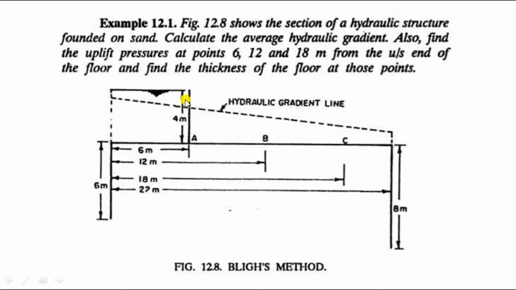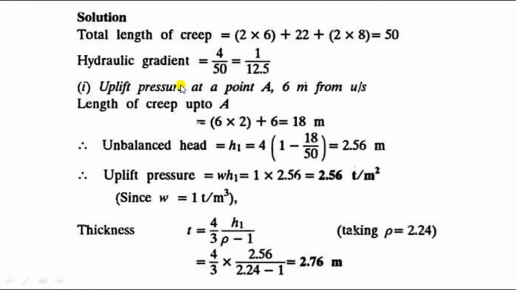If you want to find the hydraulic gradient per meter, the total hydraulic head is 4 meter. So H by L, where the hydraulic head is 4, so 4 divided by the creep length 50 is equal to 1 upon 12.5. We have also converted the value into decimal format; this is the fraction format.